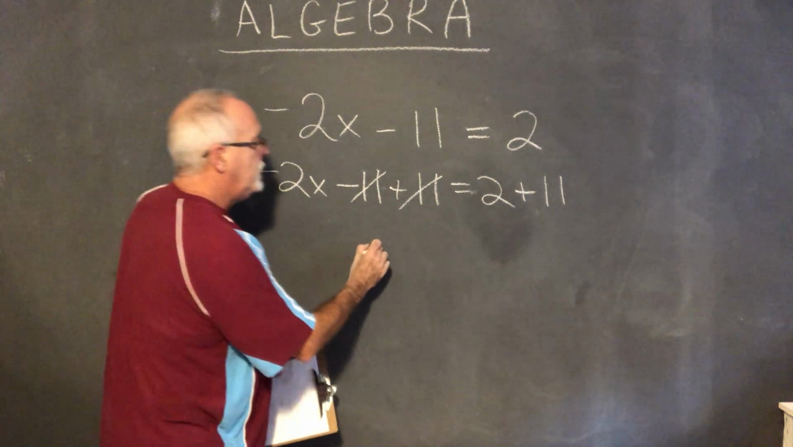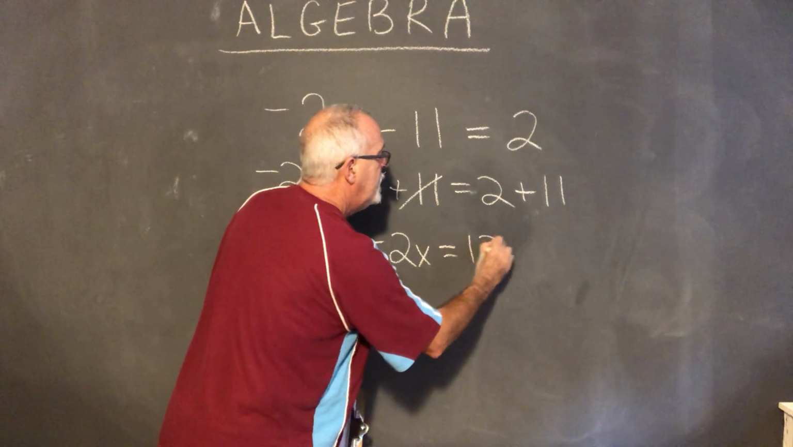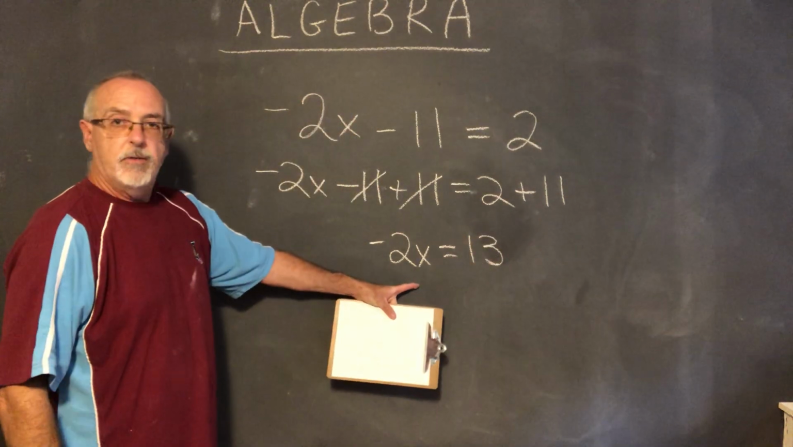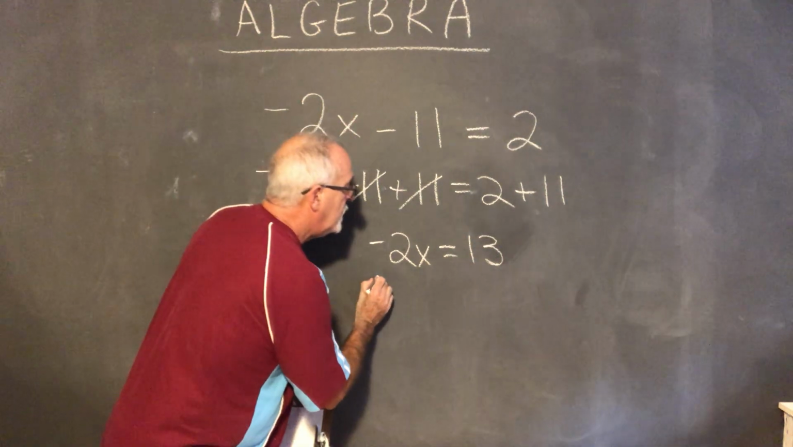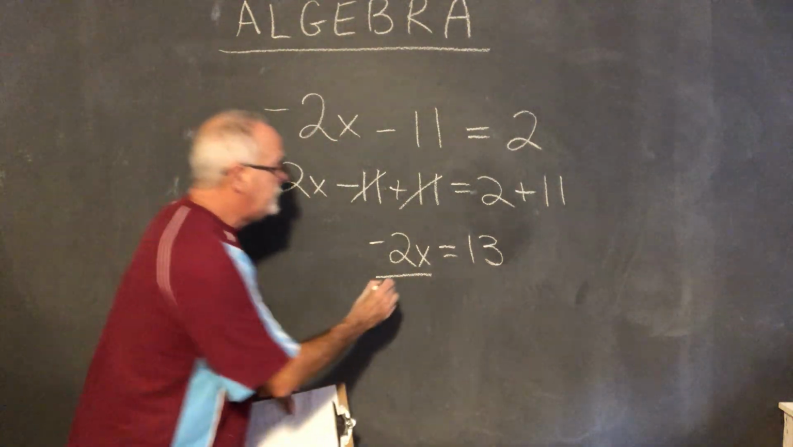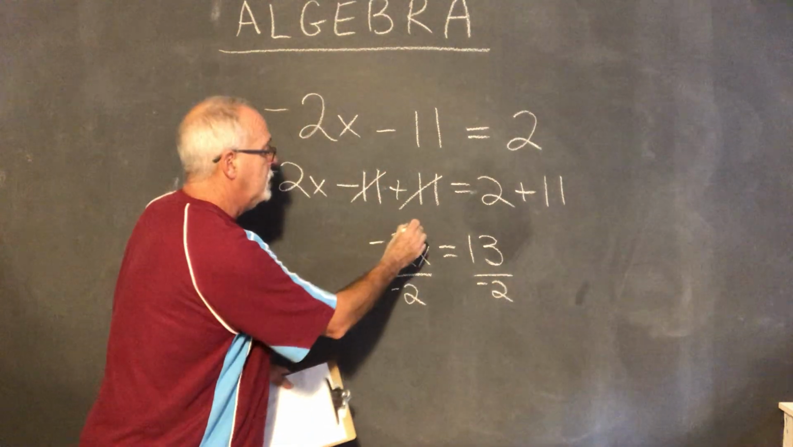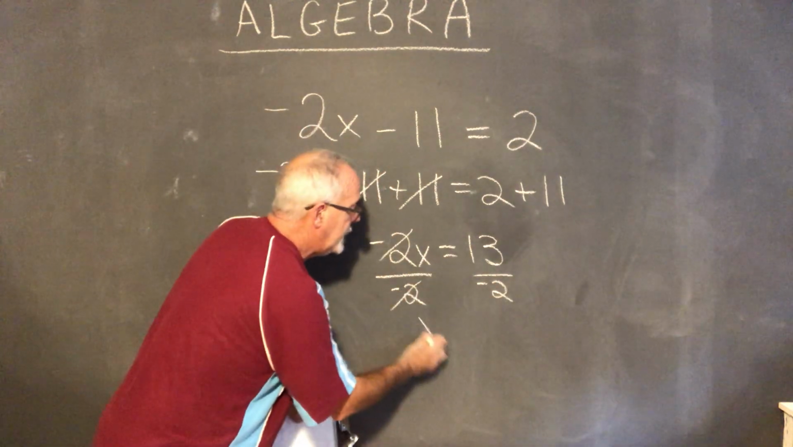So my -2x is now alone, and 2 plus 11 equals 13. I'm nearly there. I have to divide both sides by -2. My x is being multiplied by a -2, and I want it alone, so I do the opposite. I divide by -2. I divide both sides by -2. These cancel. X is alone.